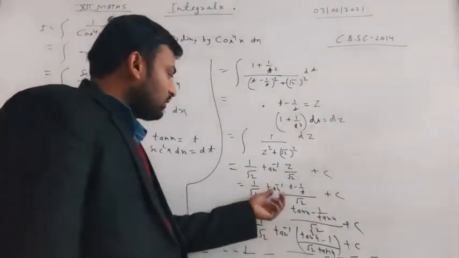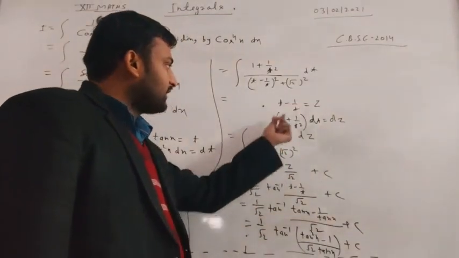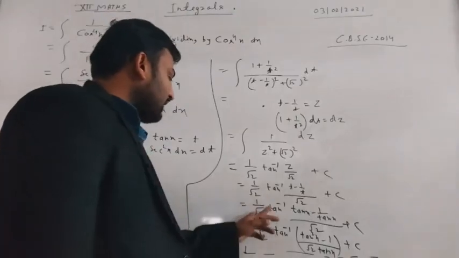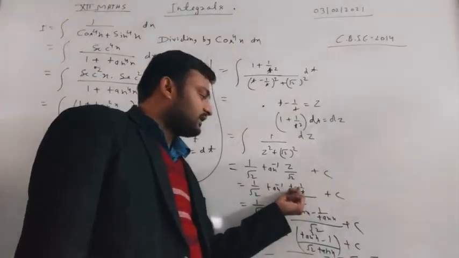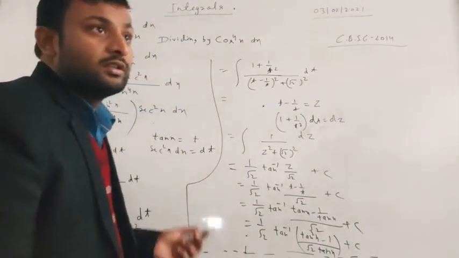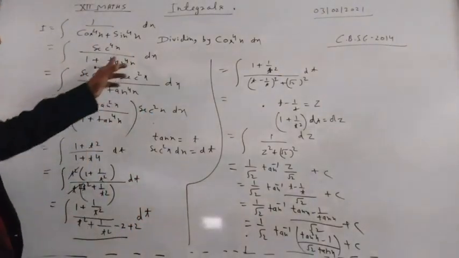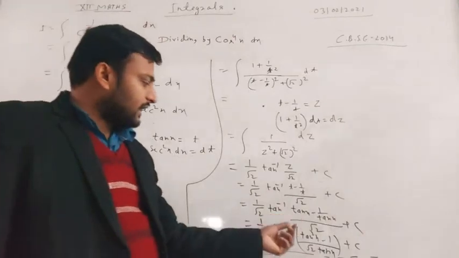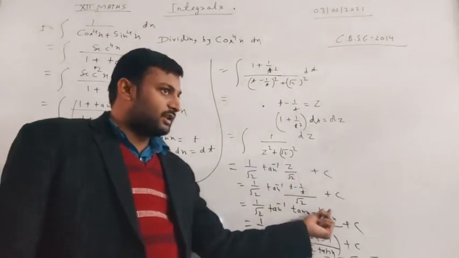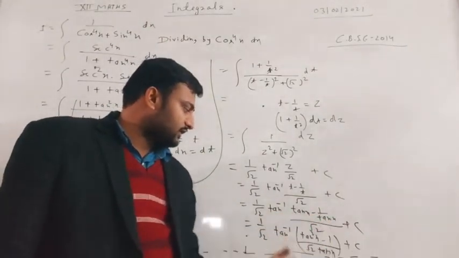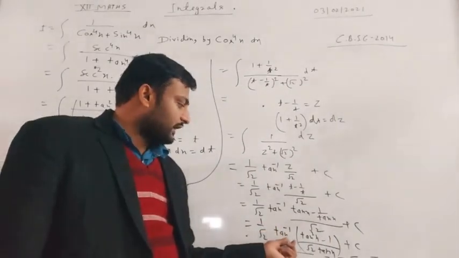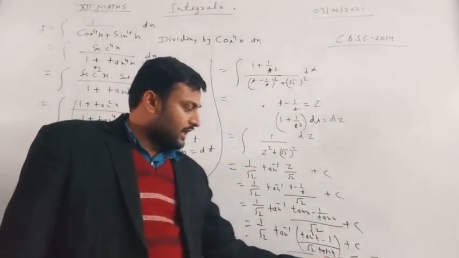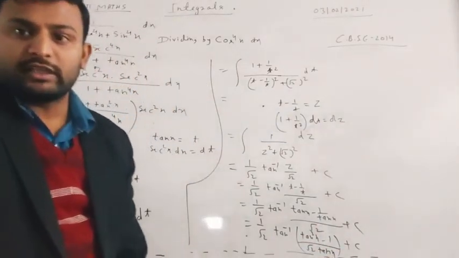And students, 1 by root 2 tan inverse, this z is t minus 1 by t by root 2 plus c, and this t is our what? This t is our tan x. Okay, so we can write tan x minus 1 by tan x by root 2 plus c. So 1 by root 2 tan inverse, this is tan square x minus 1 by root 2 tan x plus c. I hope you understand, students.